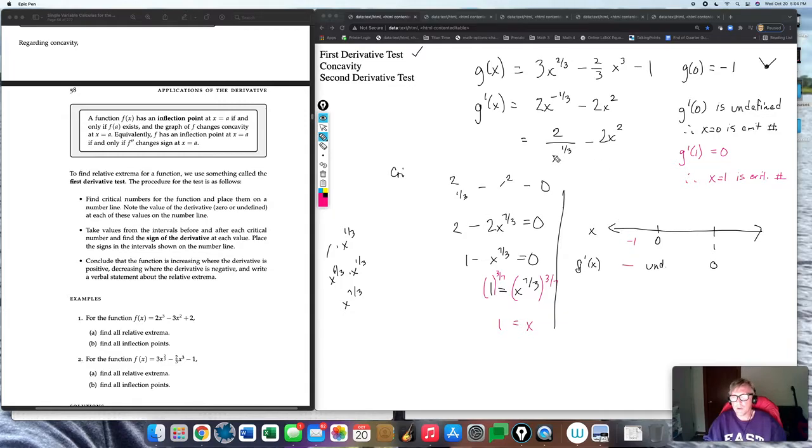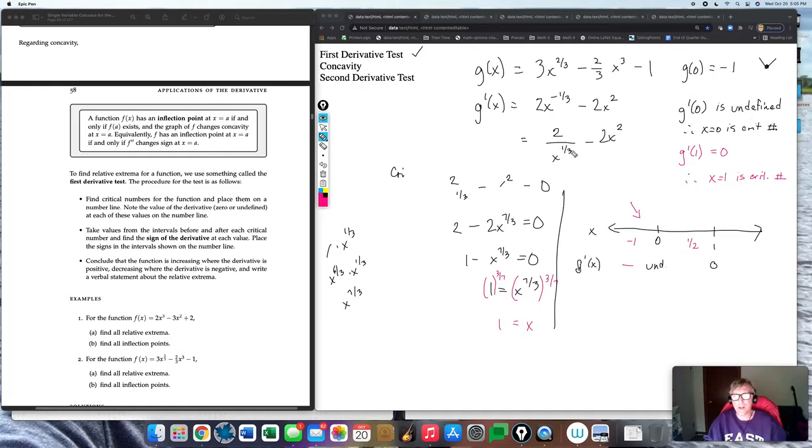When you think about that, right? 2 divided by the cube root of -1, that's 2 divided by -1, which is -1. And then 2 divided by -1 is -2, minus 2 times 1. Okay, so that's negative, so our function is decreasing. If we put something like 1/2 in there, oh, what's the cube root of 1/2?